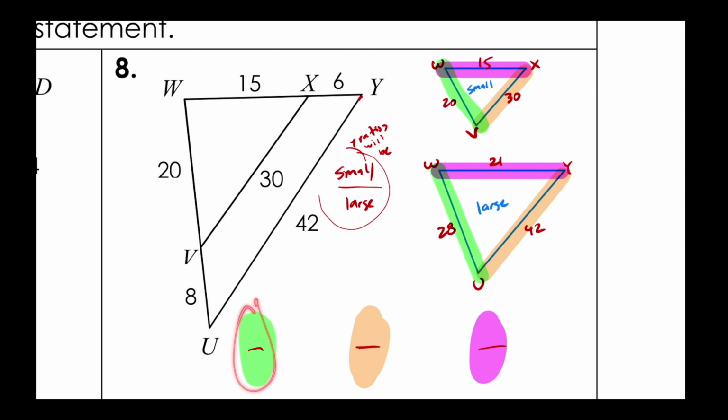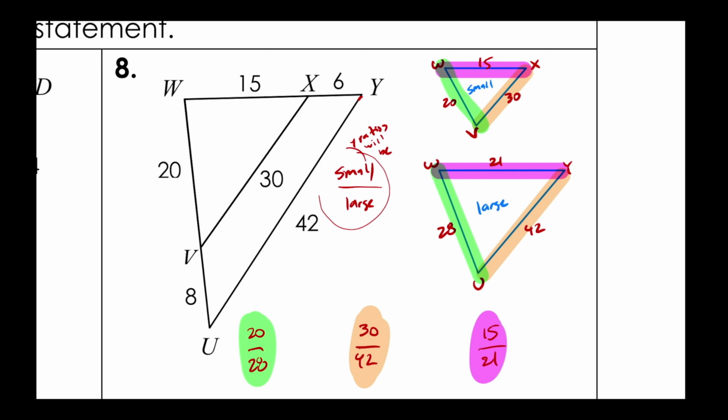So I look at the green sides, the matching green sides, and the small one is 20. So I put the 20 on the top. And the large one is 28. Then I look at the orange, right? And I put the small value, which is 30, then the large side of the large triangle, 42. And then for pink, I put the small on top, I put 15. And then the large one on the bottom, 21. Yes, thank you, 21.